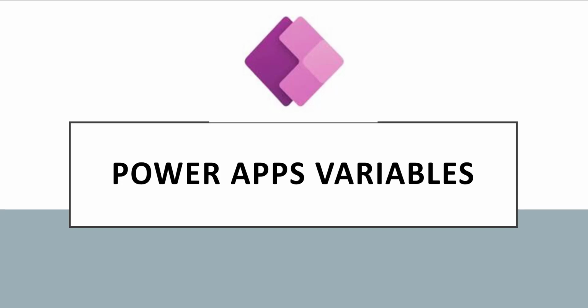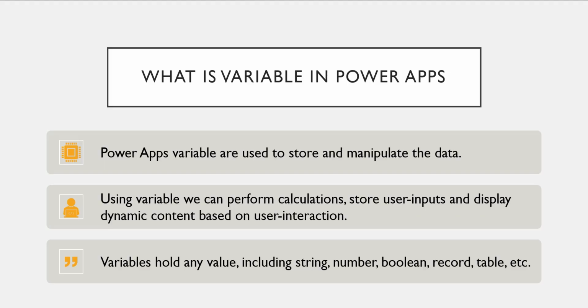I'm going to talk about Power Apps variables. What do we mean by Power Apps variable? We all know that Power Apps variables are used to store or manipulate the data within our Power Apps application. It allows users to store any type of data, like a number, boolean, string, etc. Using variables, we can not only save our time but also enhance the performance of our applications.